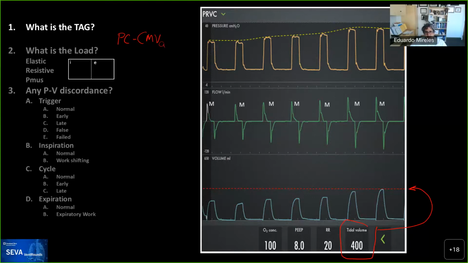And I will stop there because it's 2:33. I'll see if there are any questions. Rob, comment? Oh, just to say that this is what you would see if there was an acute change in the patient's lung mechanics with either resistance going up or compliance going down.